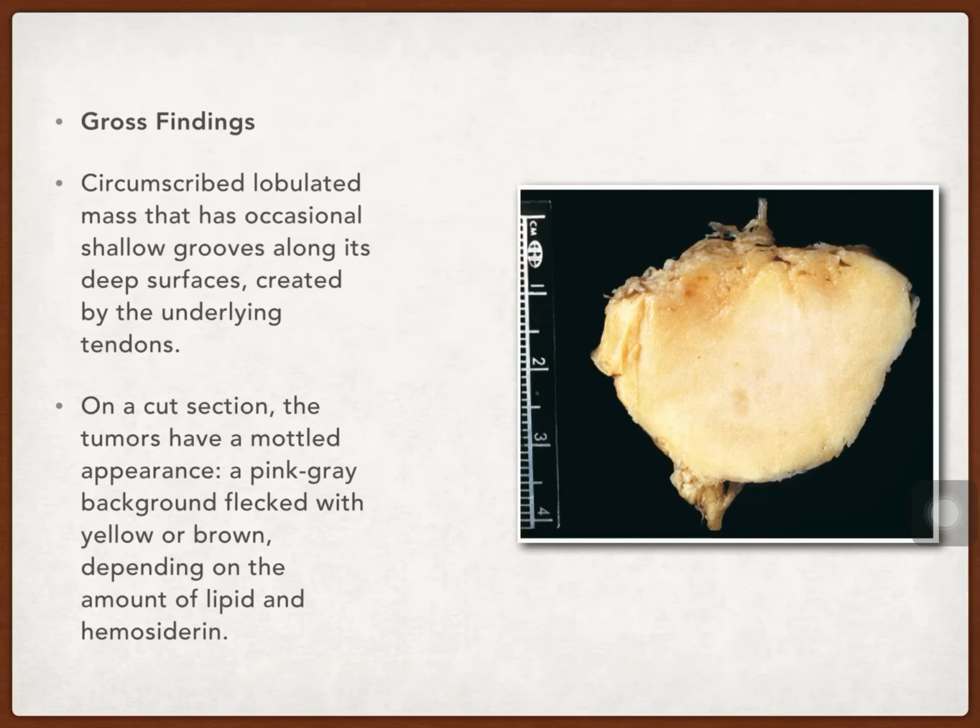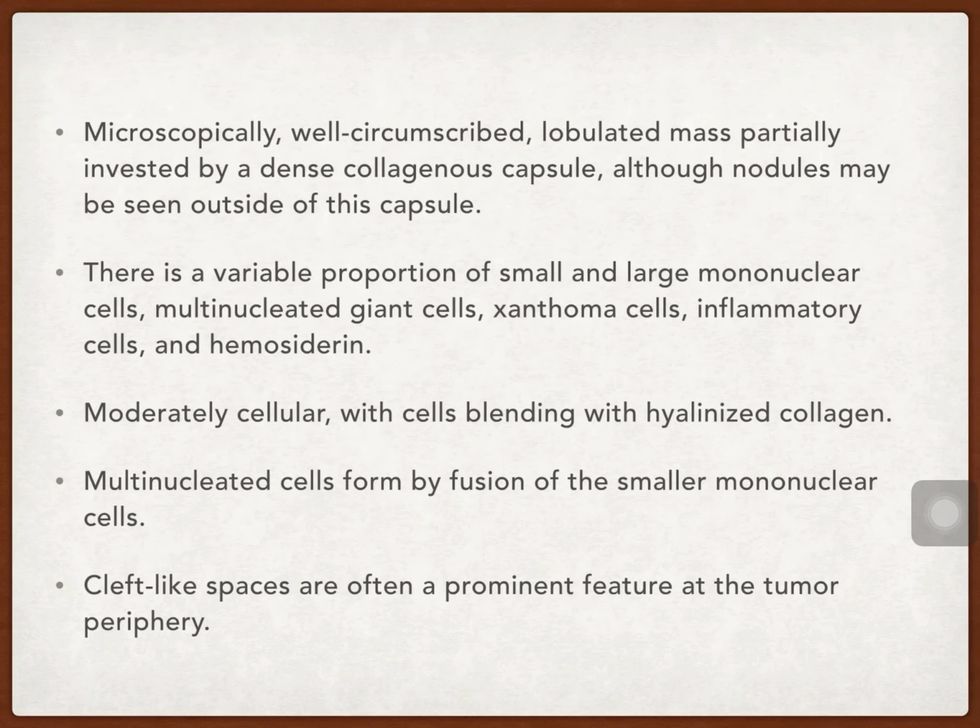Coming to the gross findings, it is a well circumscribed lobulated mass that has occasional shallow grooves along its deep structures, which are created by the underlying tendon. On cut section, they have a mottled appearance, a pink grey background flecked with yellow or brown depending on the amount of lipid and hemosiderin.